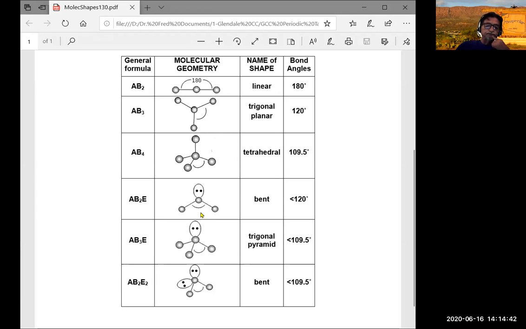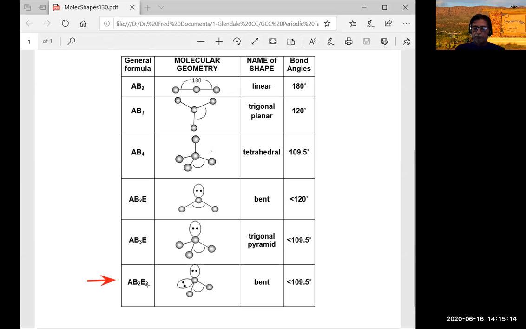Guess what? Where's it at? Right here. AB2E2. Y'all see that? Okay. That general formula came from the structure we came up with from the Lewis dot structure. Okay. So that tells us that this is an AB2E2, and there's multiple compounds that have that general formula.